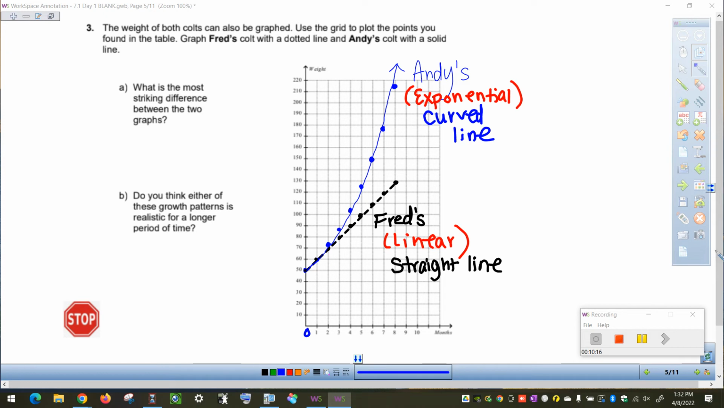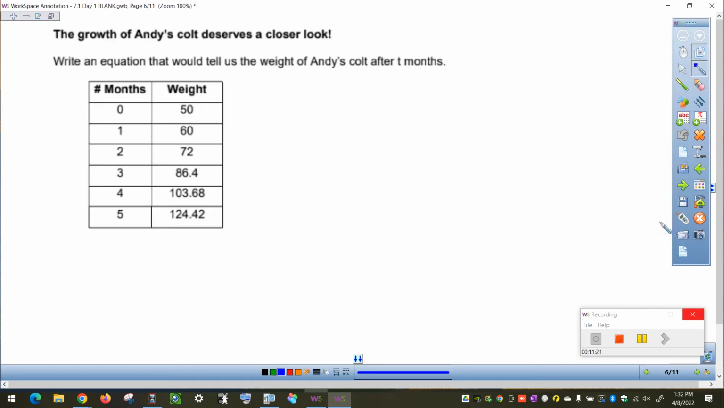Okay, so we're going to take one last look at the values here in the table for Andy's colt. One of our learning objectives for today was to write an exponential equation that matches a real-world situation.